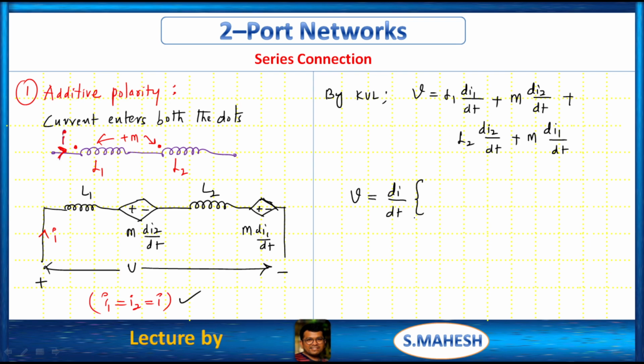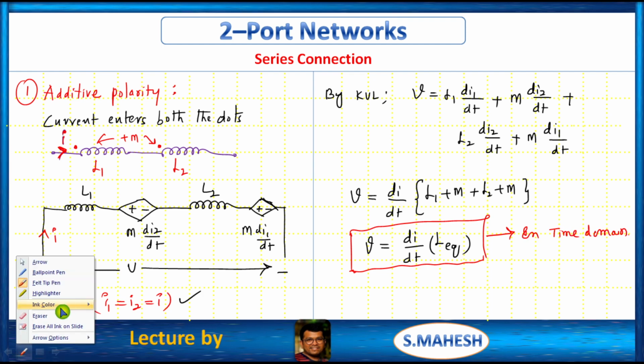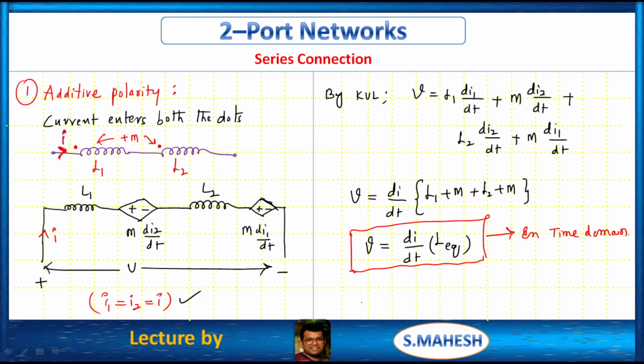Now we are having L1 plus M plus L2 plus M, right? Which is equal to V, which is equal to L equivalent di by dt. This is in the time domain. Therefore, to get the frequency domain, d by dt is nothing but j omega. So V is equal to j omega L equivalent I, where small i becomes capital I. That's it, right? This is in the frequency domain.